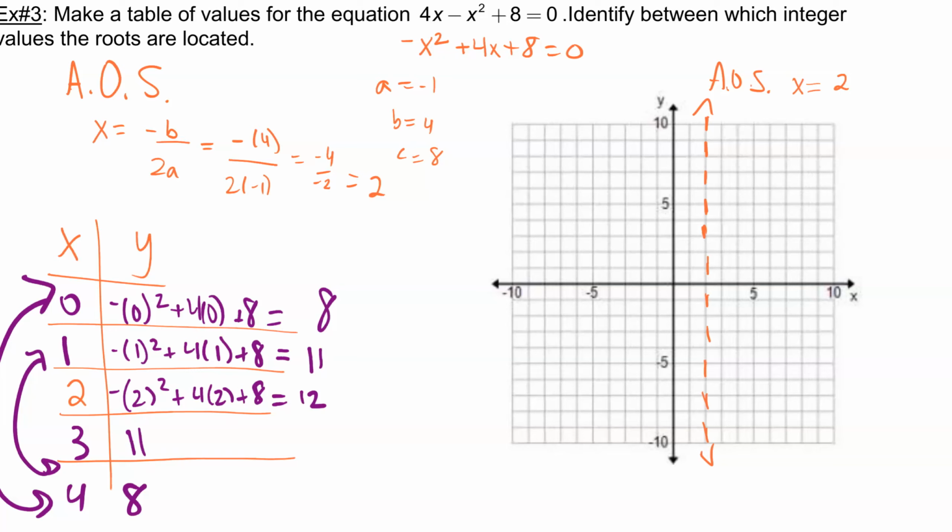Yeah. So I have 0, comma 8, 1, comma 11, so that's about right here. 2, comma 12. Oh, I see.